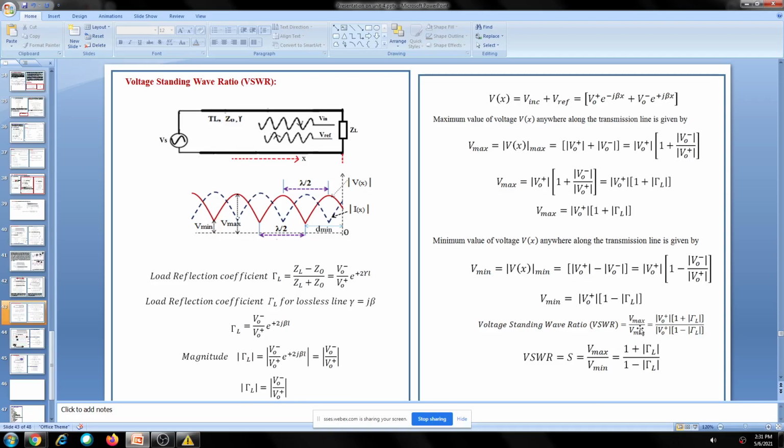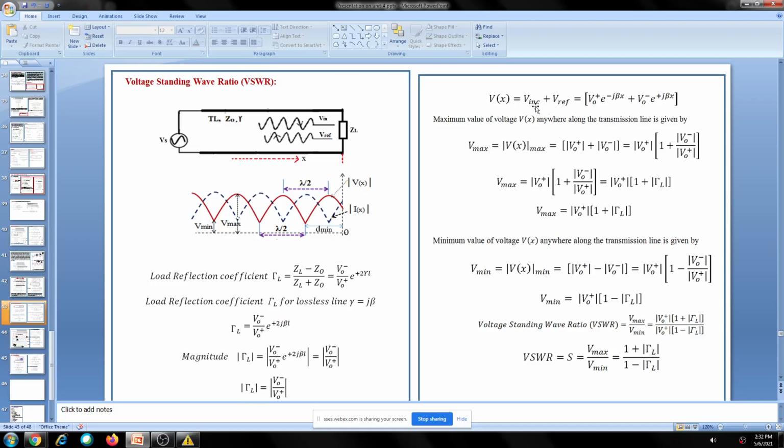We have to find out what V maximum and V minimum are. Here, V of X is the addition of the reflected and incident waves, these two waves. V of X becomes maximum when these two waves are added together, when they are in phase.